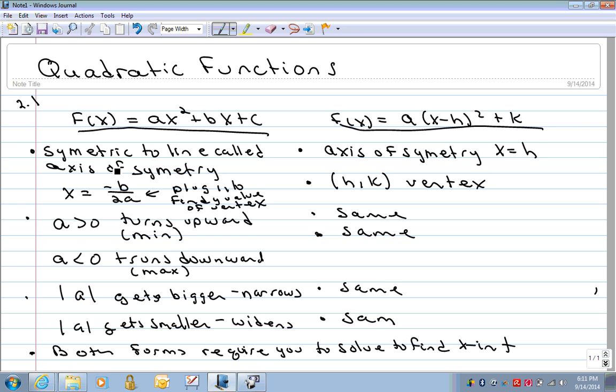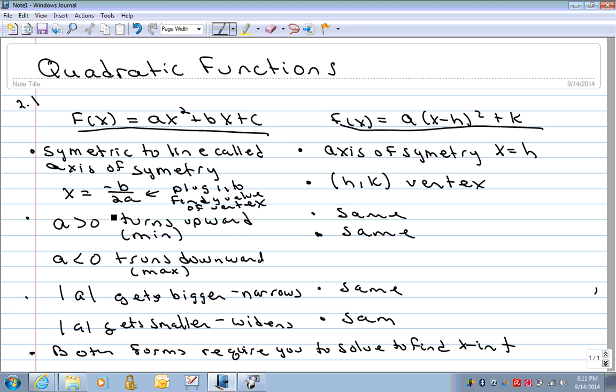In the first form, it is symmetric to a line called the axis of symmetry, and you find that line by x equals negative b over 2a. Then you can plug that x in, that gives you your x of symmetry. You may plug that value that you found for x back into the equation to find the y value, and that y value along with the x value will give you the vertex of that parabola.